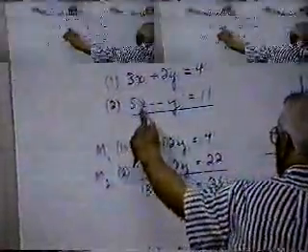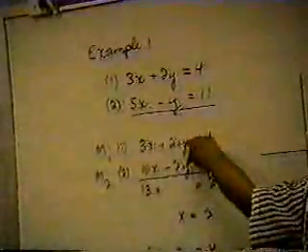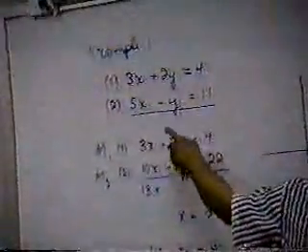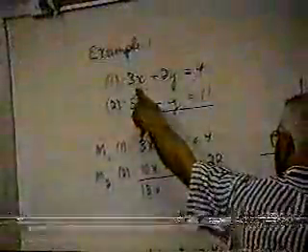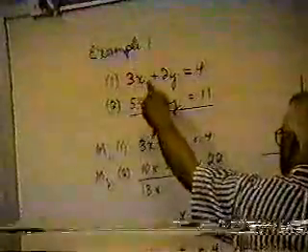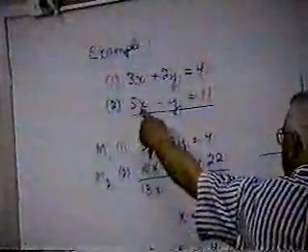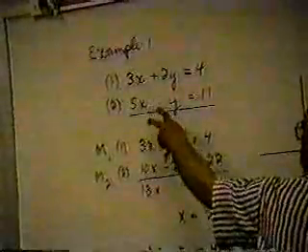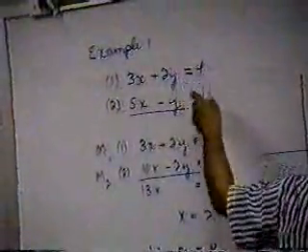and the bottom equation by a different number such that when we add them, one of the letters will drop out. For instance, I could multiply this top one by 5, and I'd have a 15 here. And then I'll multiply the bottom one by minus 3, and I'd have a minus 15. When I add them, I would not have an x anymore. So you pick out anything you want that will make one of the letters disappear.